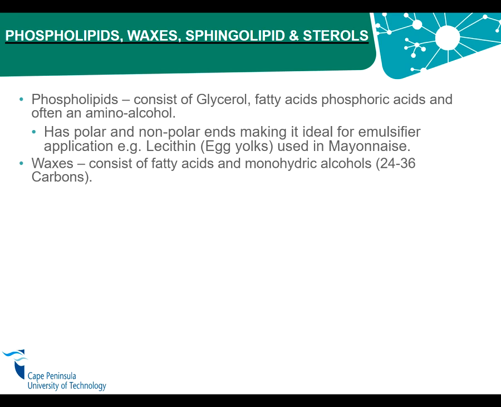So before I go to the waxes, it is also important to note that phospholipids in the body are an important constituent of cell membranes and are involved in the building of such cell membranes. The second class is what we call the waxes. The waxes are not made from glycerol. That's the only difference. They consist of a fatty acid and monohydric alcohols, which have 24 to 36 carbon atoms.